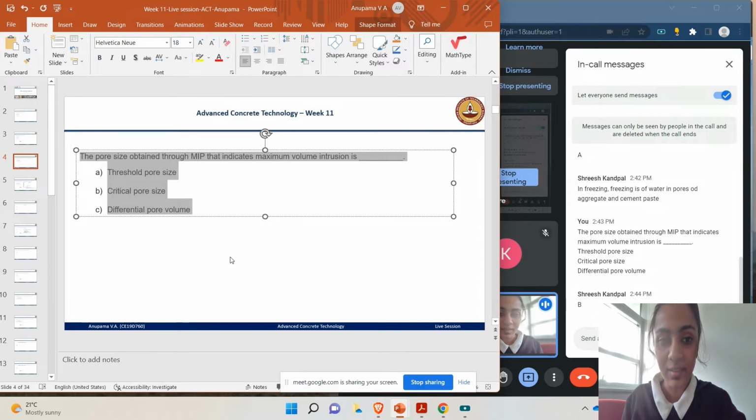We get different parameters through MIP testing. And what is that parameter which indicates a maximum volume intrusion, or the maximum size at which there is a higher percentage of pores, or the pore size at which there is a maximum volume intrusion of mercury?